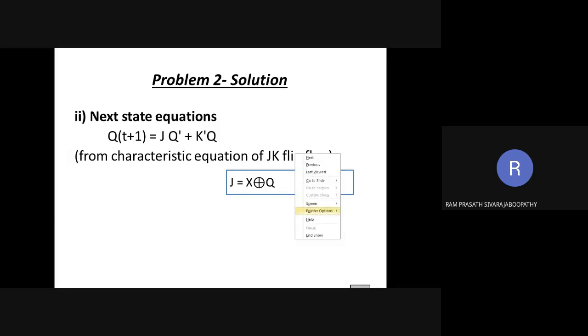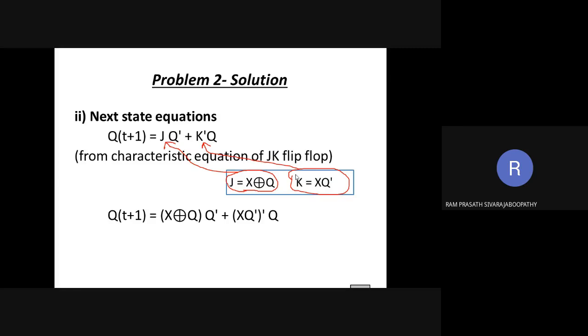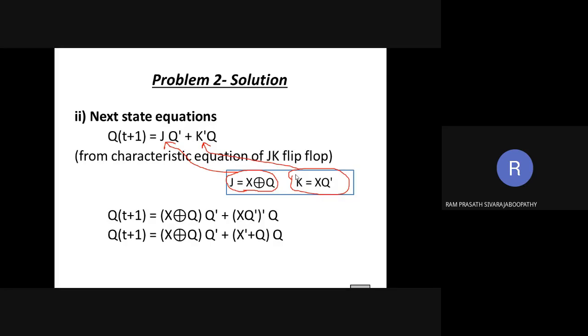So now what is the next step? You have to substitute the value of J in this equation. Substitute here. Similarly, K equal to X Q bar, bring this and substitute in this place. So the equation becomes like this. Clear? When you solve, we will have a final expression like this: X XOR Q dot Q bar plus X bar plus Q dot Q. Further, can we simplify it?